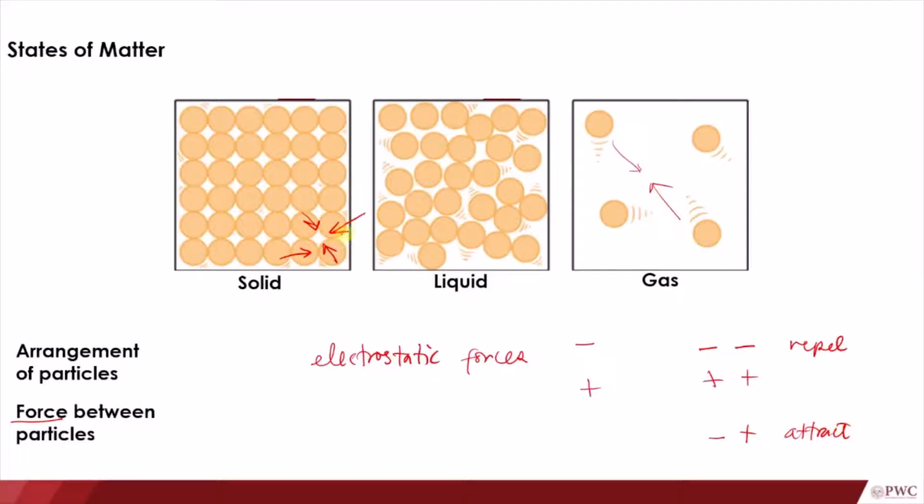Now, this force between these particles, we call intermolecular forces. Intermolecular forces are the forces between these particles. Now, these particles can be a molecule, but they can also be an atom or an ion. We also call intermolecular forces IMF for short. Now, let's discuss the different types of intermolecular forces.